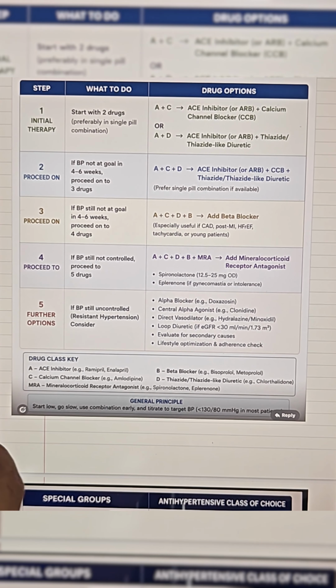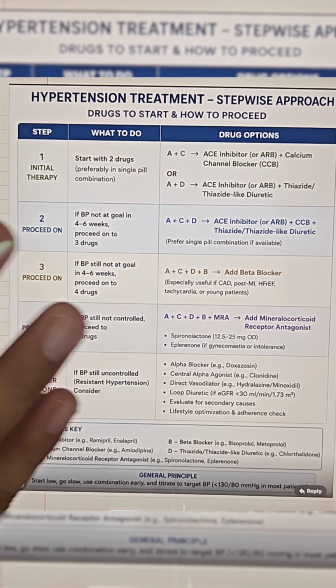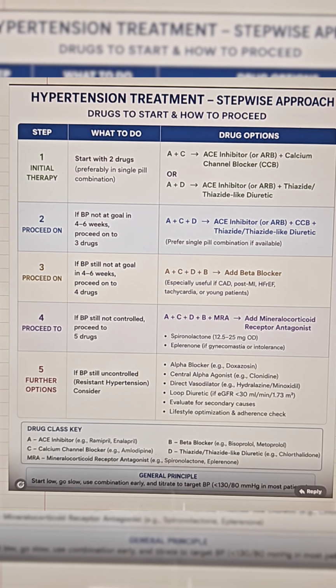So after non pharmacological management, let us look at pharmacological management, and this is the most important step you should focus on during your OPD consultations. What to do? First of all, you have diagnosed hypertension, now you have to prescribe drugs. So simple steps. Step 1, initial therapy. You have to start with two drugs.